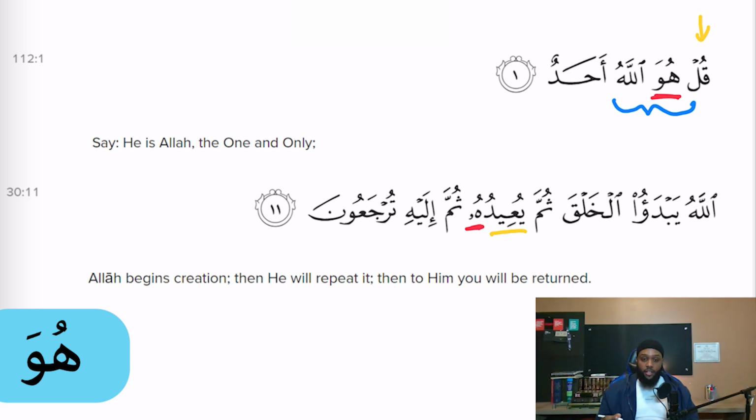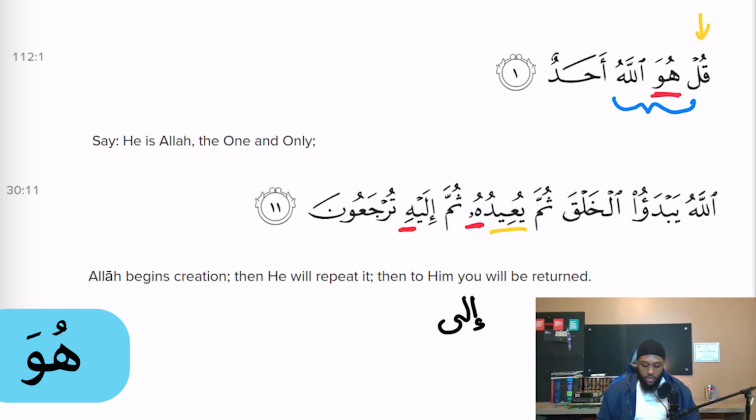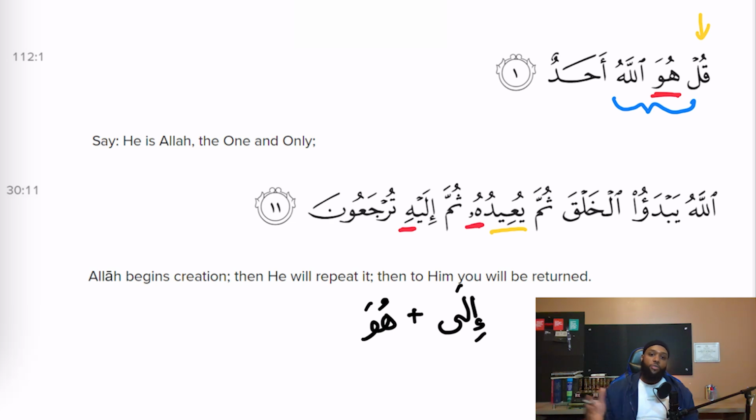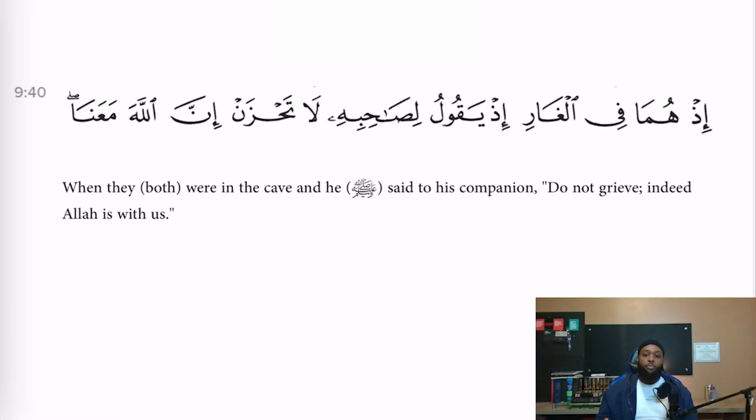Thumma, then, ilayhi turja'un. So this is the second instance of huwa in its attached form. So what's happening here is that two words have merged. Ila, right? The harf jar plus huwa. So thumma ilayhi, then to him turja'un. You will all return. Let's take a look at the next example here.